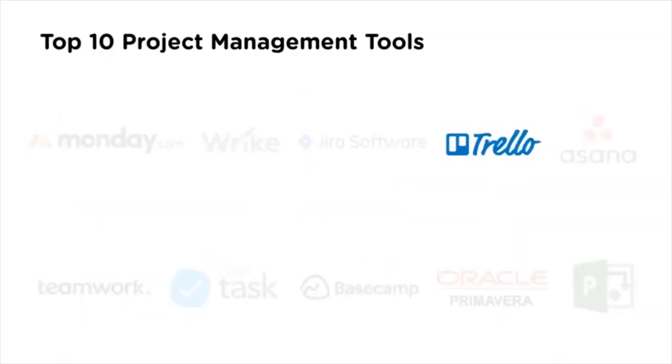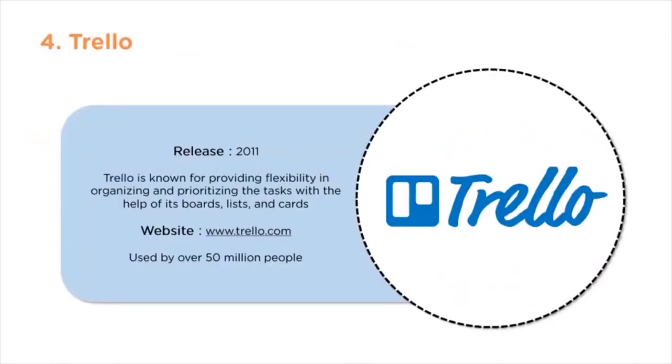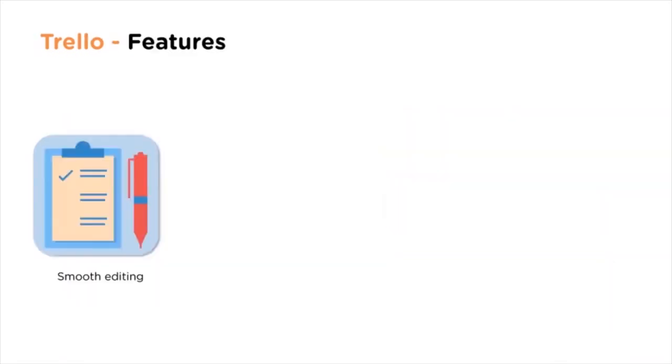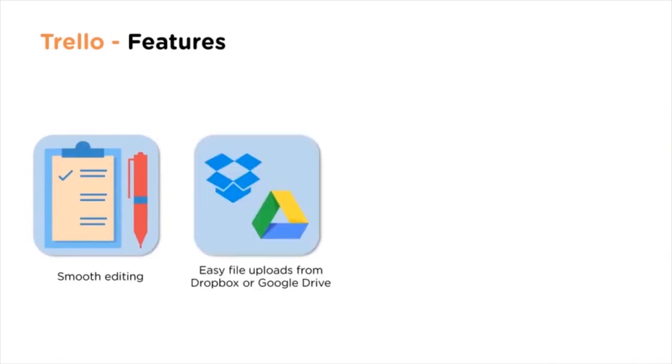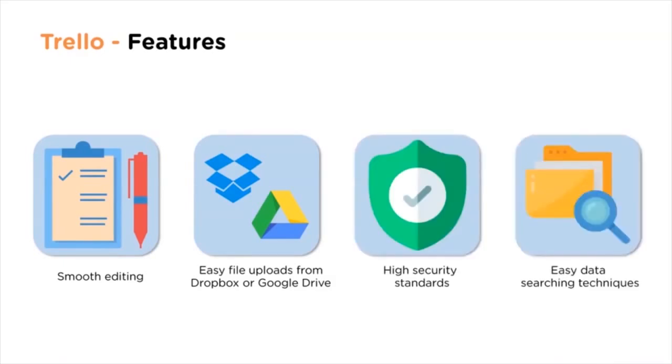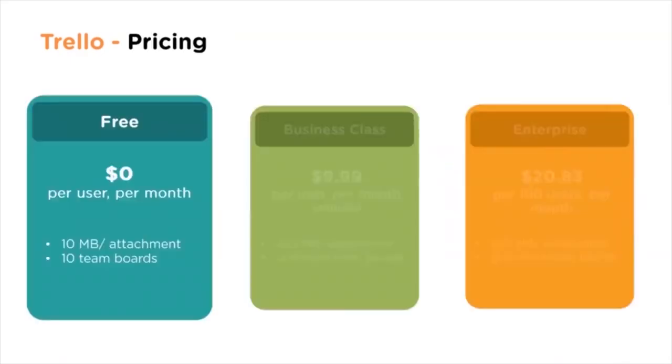Now let us look at the tool Trello. So this application was released in 2011. It is known for providing flexibility in organizing and prioritizing the tasks with the help of its boards, lists and cards. Website to access the tool is www.trello.com, used by over 50 million people. The features of Trello include smooth editing, easy file uploads from Dropbox or Google Drive, high security standards, and easy data searching techniques.